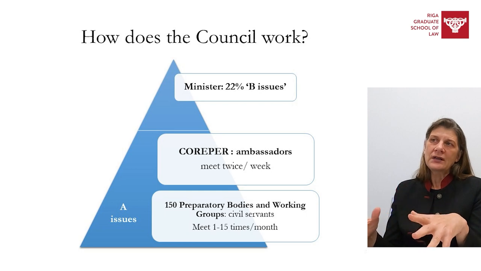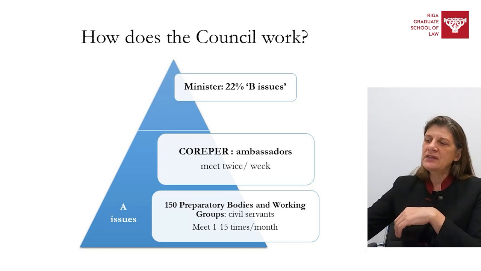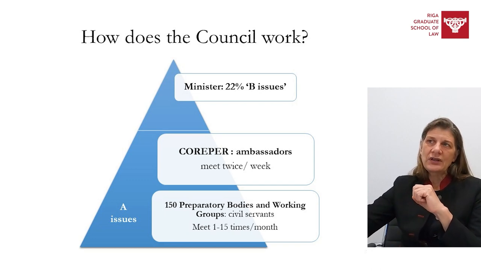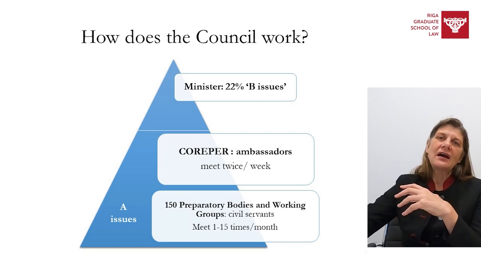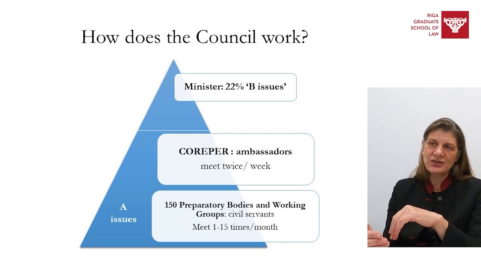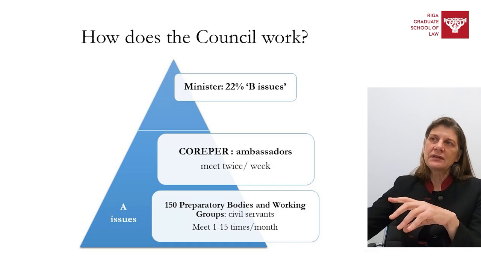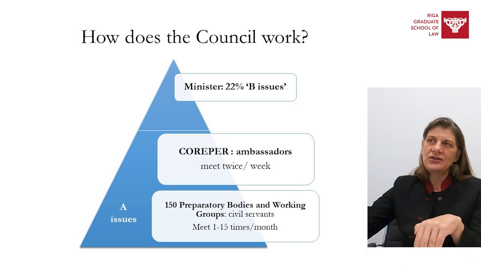So once COREPER ambassadors have done their work, it goes up to ministers. And only approximately 20% are left for these political level negotiations, and we call them B issues. So normally the A issues will be adopted without any discussion, just one single agenda item, and then the main ministerial meeting focus will be on these remaining outstanding issues on the legal act.